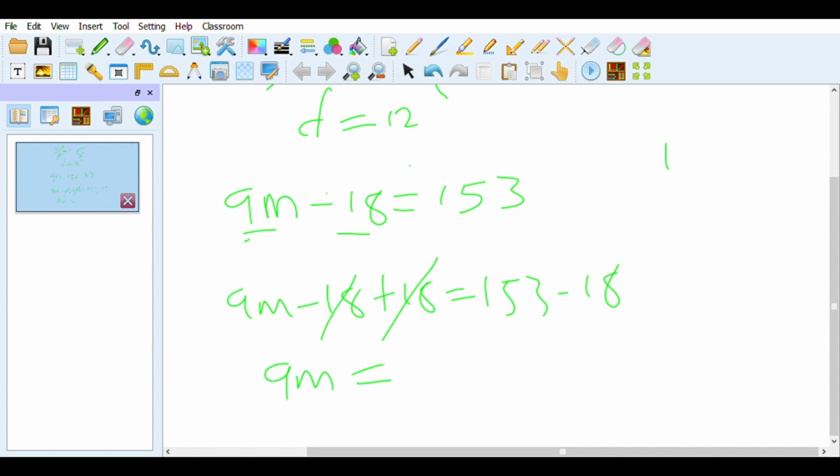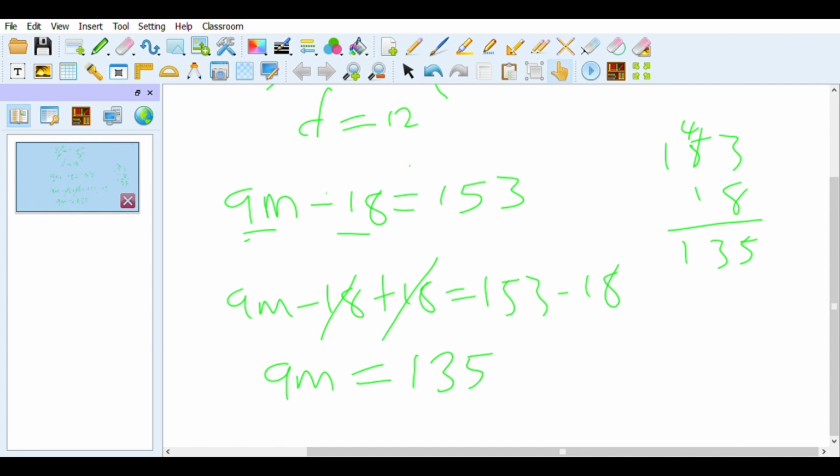Okay, so 153 minus 18. 3 minus 8 is not possible, borrow 1 here, that's 13 minus 8 is 5, 4 minus 1 is 3, and then we have 1. So 9m is equal to 135. So what do we do?